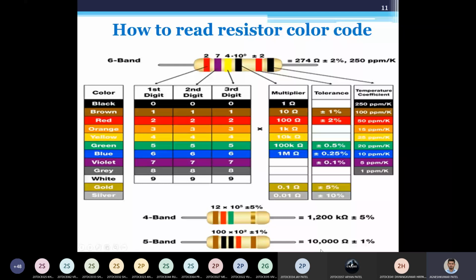Okay, clear how to read this? Now you might be wondering how to remember this.